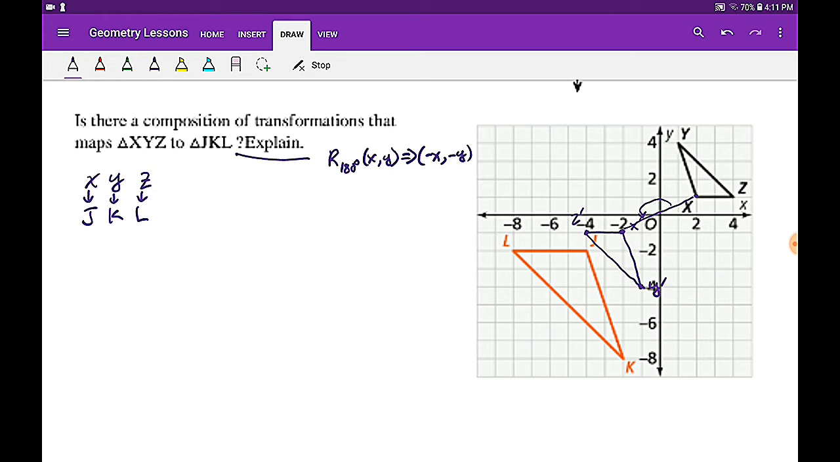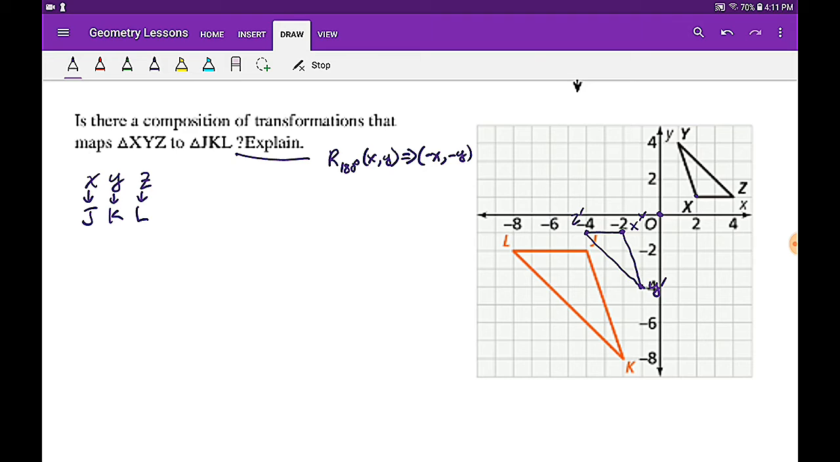All right, so after the rotation, you see how everything else is rotated. Now that's rotated also 180 degrees. I don't want to mess up our figure, so let me remove that. Now the next step will be dilation. Because we have the matching already, Z matches with L, Y matches with K, and X matches with J.